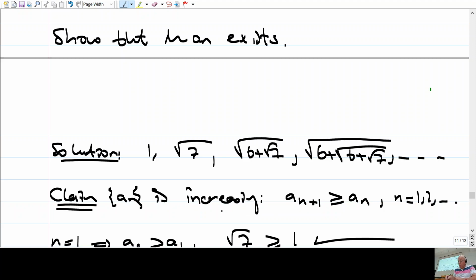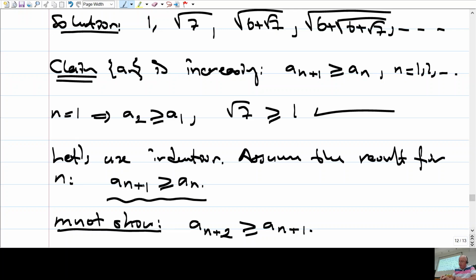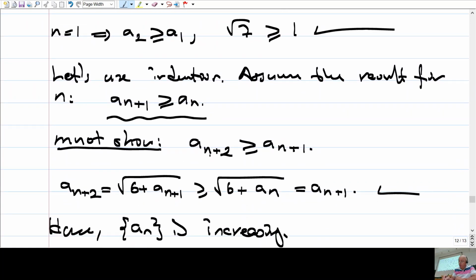To show that it is monotonic, we write down a couple of terms of the sequence, and we see that it's increasing, and then we prove it using induction. So we want to show that a(n+1) is larger than an. For n equals 1, a2 is larger than a1 because a2 is this term, a1 is this, and square root of 7 is clearly larger than 1. And then for induction, we assume that the (n+1)th term is larger than an, and then using that, we would like to show that the (n+2)th term is larger than a(n+1).